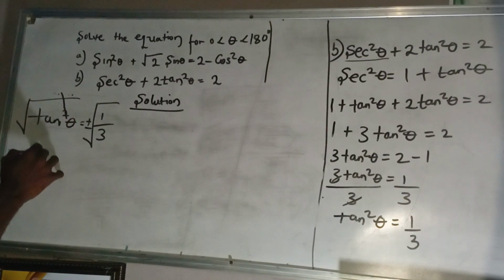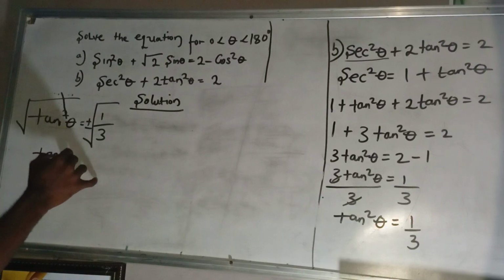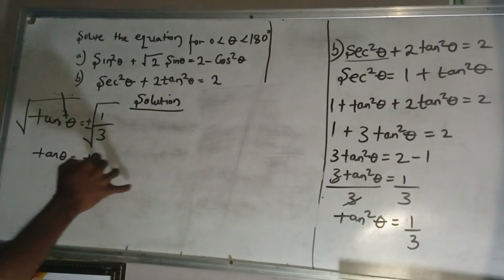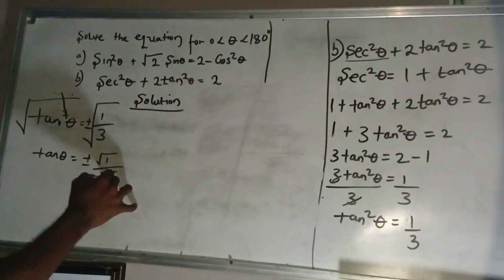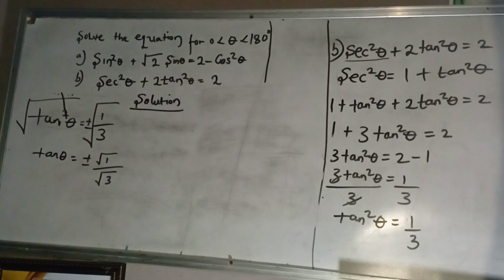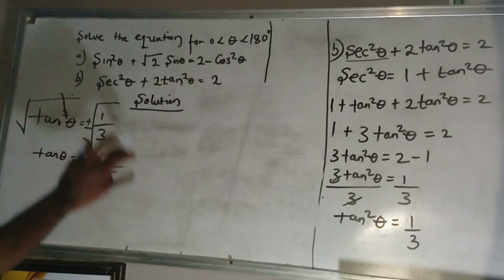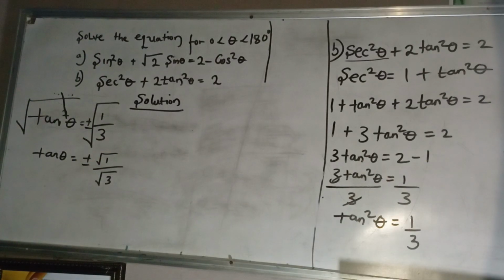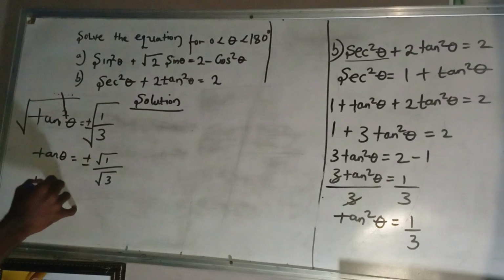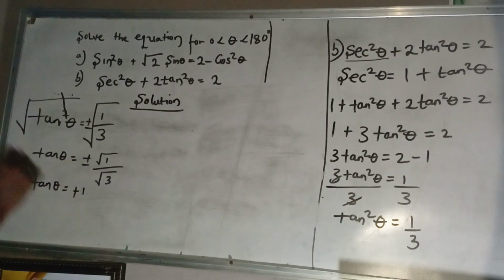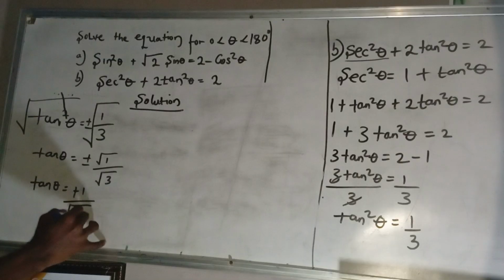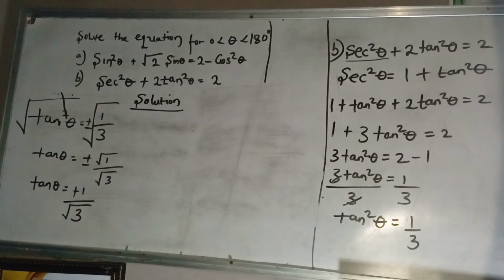So when this cancels, we have tan theta is equal to plus and negative square root of 1 divided by 3. Yeah, it is applicable. This law is applicable when we have something like this. So the square root of 1 is 1. So tan theta is equal to plus 1 divided by square root of 3.